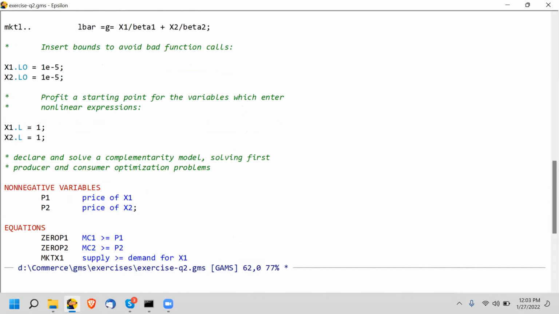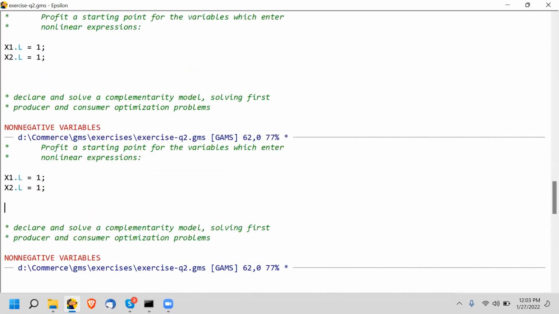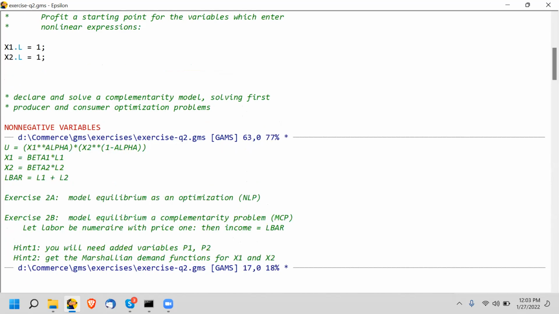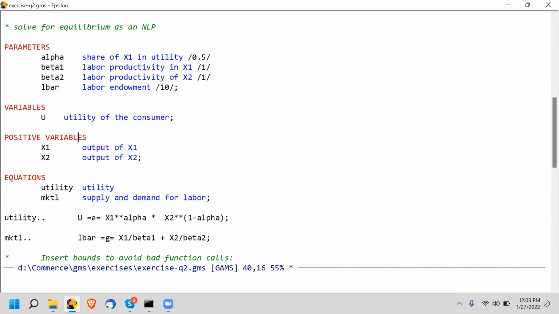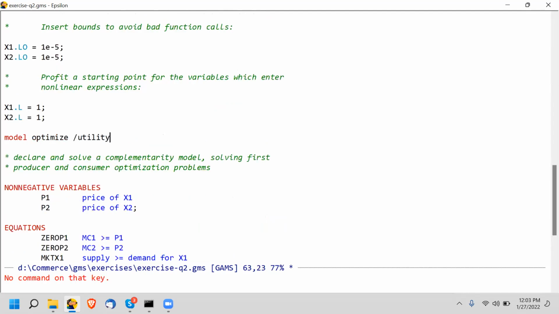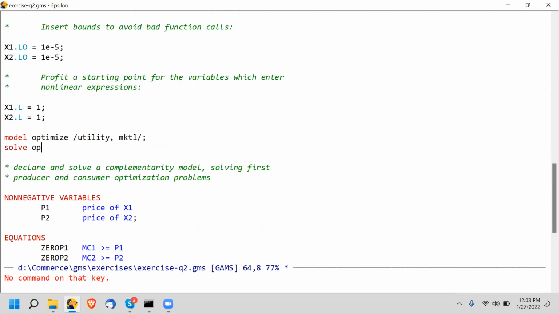And then we have to say model. What do you call it? I think it's the name of the model. There's just initials and lower bounds. Okay, that makes sense. Model optimize. And that will be what we got here. We've got utility and MKTL. MKTL, solve, optimize using NLP, maximizing U.